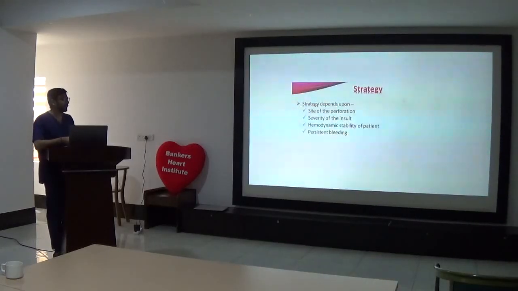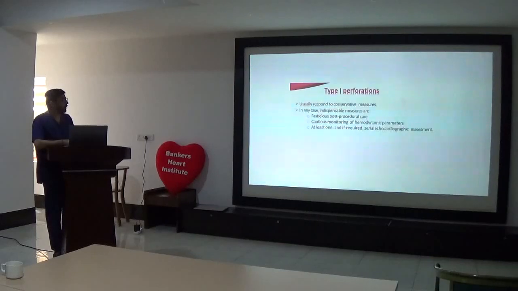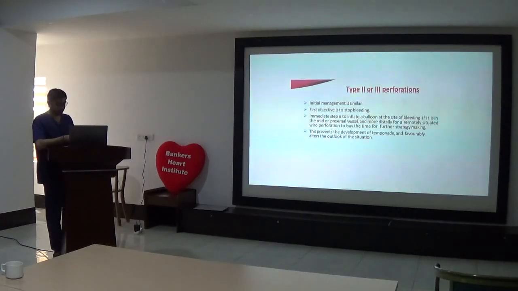So the strategy always depends upon the severity, the hemodynamic status of the patient, and the site of perforation and bleeding. These are the Phillips classification, type 1, type 2. Type 1 is always benign; leave it and watch under observation. If tamponade develops or if effusion is there, then we need to recheck the patient, shift again, and evaluate where the site is bleeding.